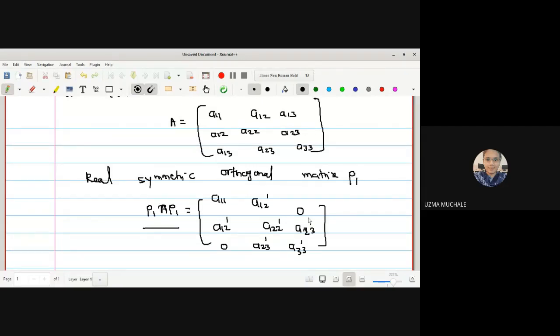No one knows the definition of an orthogonal matrix. Hello, am I audible? Yes, ma'am. Multiplication of a matrix with its transpose gives the identity, then it is called an orthogonal matrix. Okay. Anyone else? What is the definition of an orthogonal matrix?